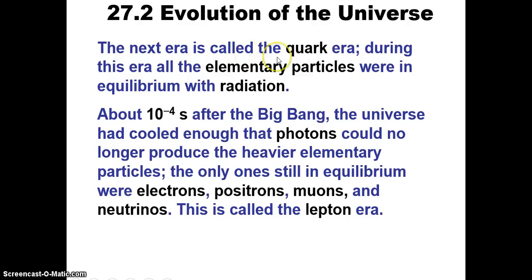All right, so the next era after the Planck era is called the quark era. Quarks are the primary thing for the universe, because quarks create the protons and neutrons. There's three common ones that make up protons and neutrons, and during that time, these elementary particles are basically in equilibrium with the radiation. They're created just as fast, right?